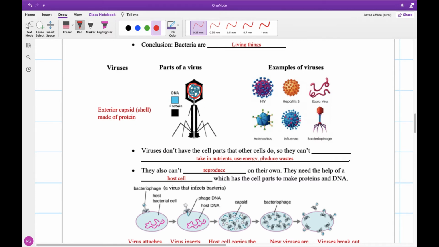They don't have all of the cell parts that other cells do to take in nutrients, use energy, produce waste, and they can't actually reproduce on their own. They need the help of a host cell. So what it does is it injects its DNA into the host cell, and what that DNA does, it sort of hijacks the host DNA.